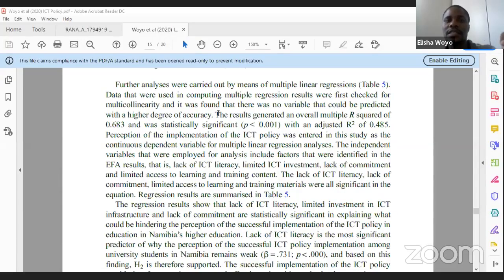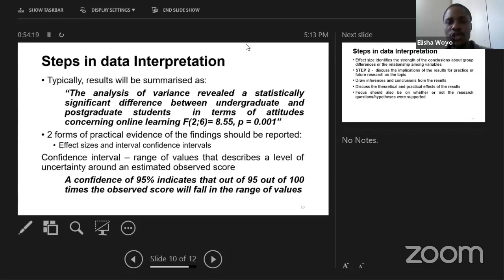Like if you look at this, where I am highlighting, the results generated an overall multiple R squared of 0.683 and was statistically significant. And I indicate by how much it was statistically significant. This is very important when you are reporting and when you are interpreting your data. If you can't do that, then it means you perhaps understand little about your results. So it is important that you report these things, even including the effect size and the confidence level.